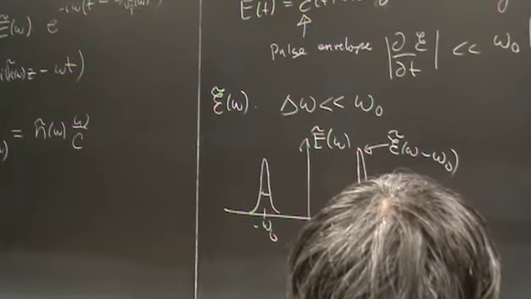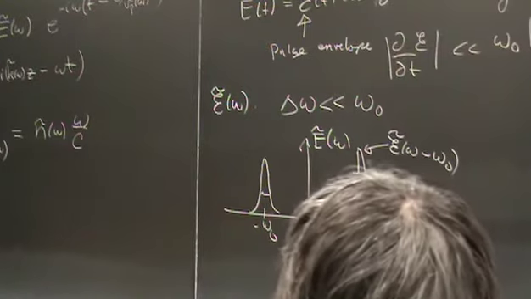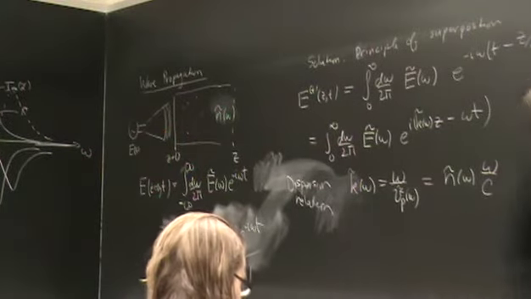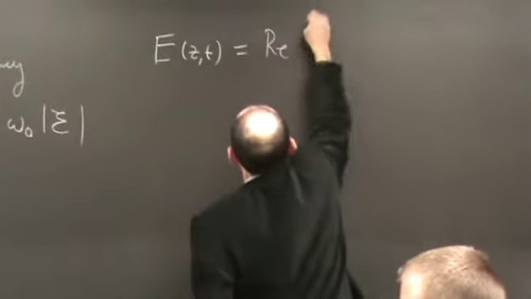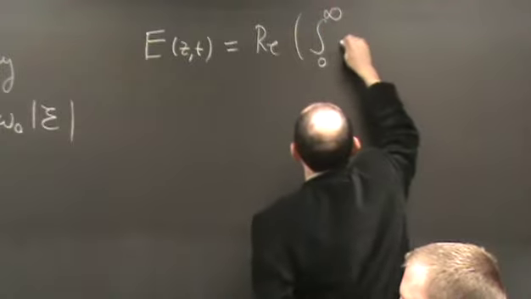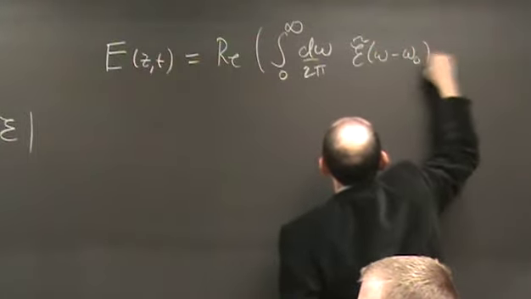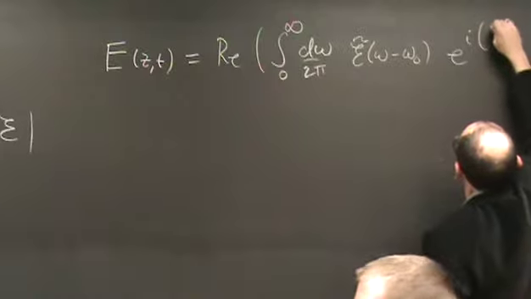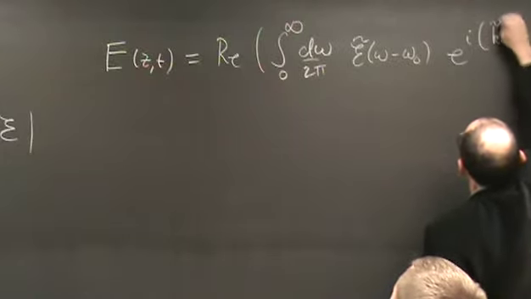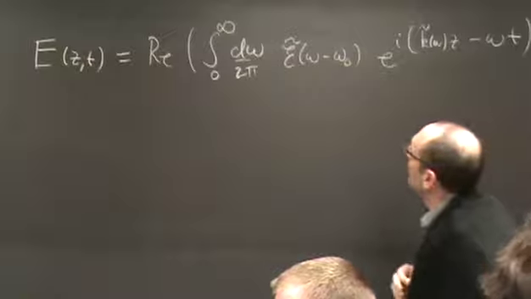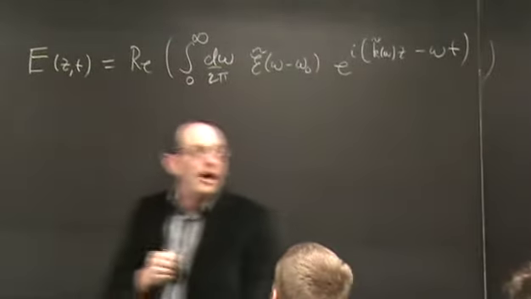So our signal in that case, that is to say, the signal at some later position z, that is to say, the wave propagation downstream, was equal to the real part of the integral from minus infinity to infinity of the amplitude times e to the i k of omega z minus omega t. Okay.